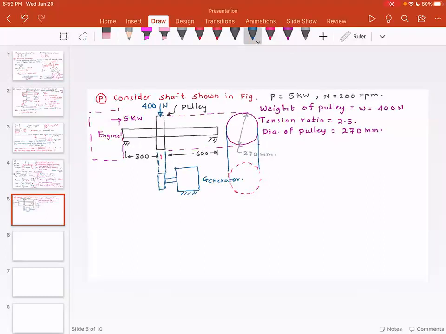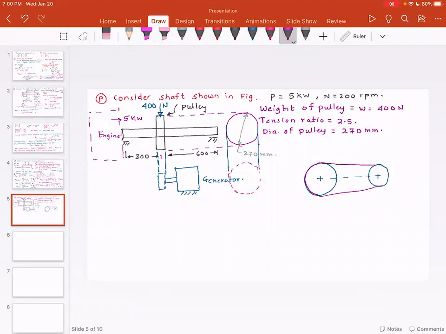Now, how do these pulleys transmit power? I just want to give you a brief understanding of power transmission in pulleys. I want you to look at this power transmission diagram. Consider that there is a pulley here, and there is another pulley over here, and there is a flat belt. This is very important. There is a flat belt.